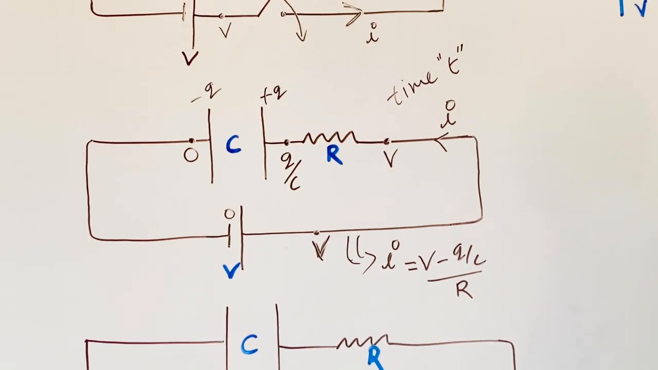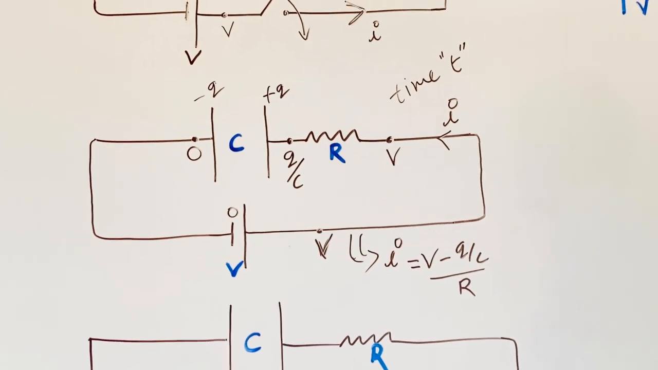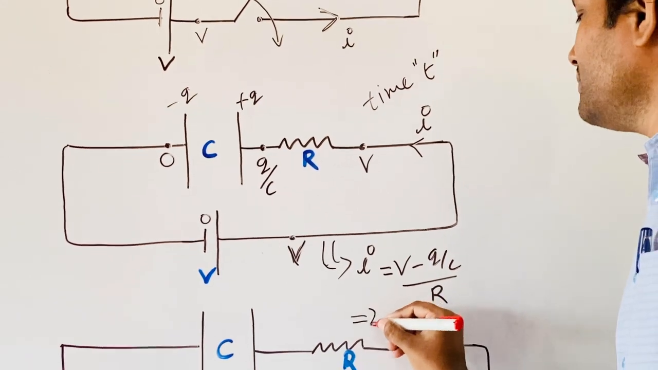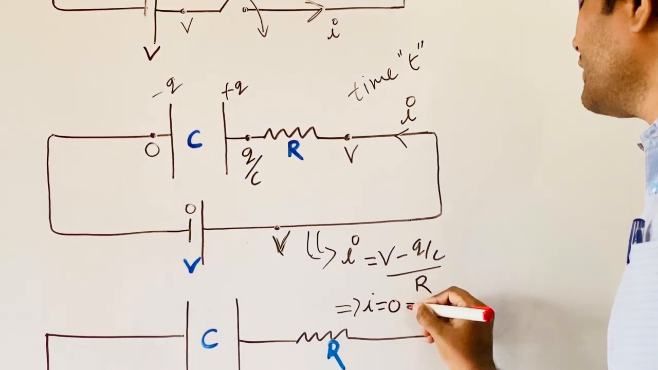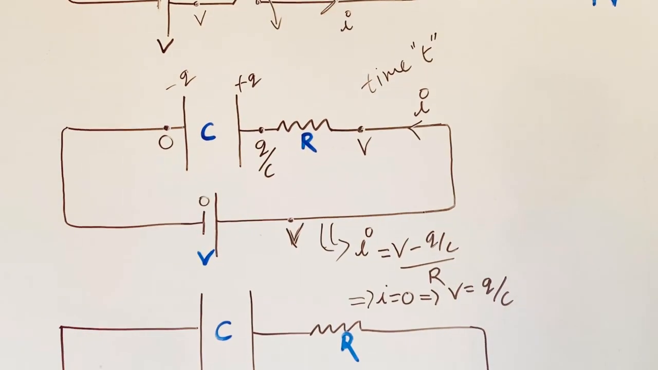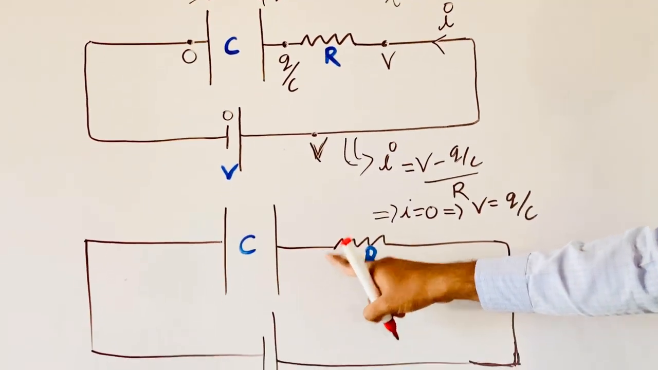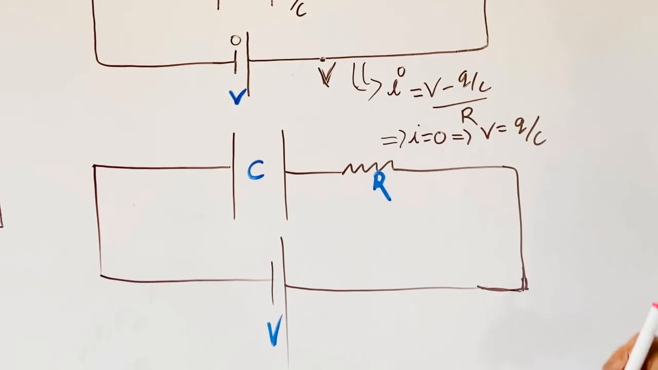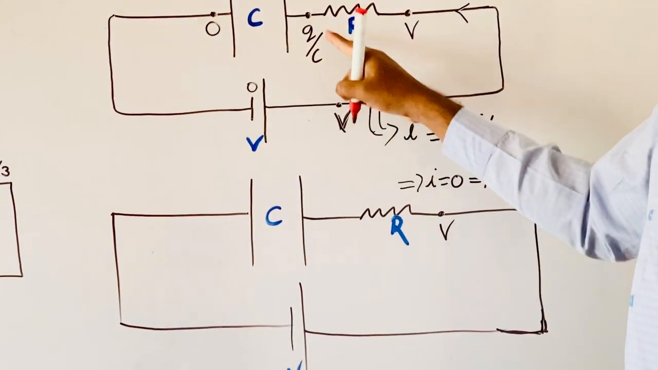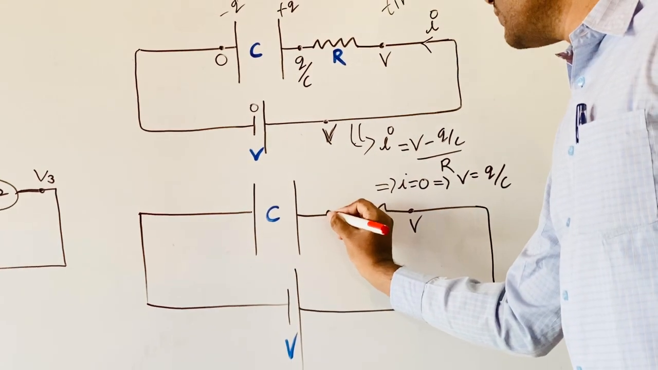There may be one situation where we can assume that definitely I will become zero. Whenever I becomes zero, at that time we can say V is equal to Q by C. Whenever V becomes Q by C, at that time there is no current across the resistor. Why? Suppose here you are seeing V. So this is also V only. So this is Q by C. Q by C is nothing but V for us. So this is also V.